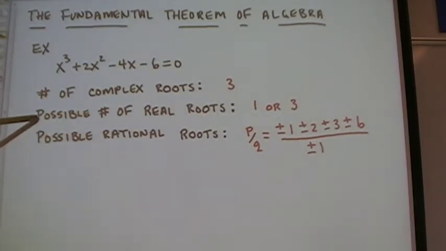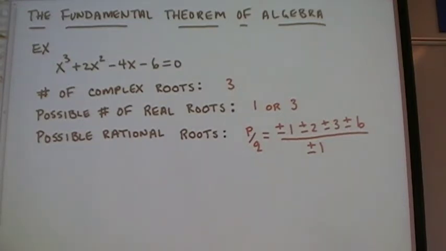And the only new part to the fundamental theorem of algebra is the possible number of real roots. Any odd degree polynomial, you take every number starting at 1 going up to the degree, and those are your possible number of real roots. So if you have x cubed, 1 or 3 are your possible number of real roots. If you had x to the 9th, what would be your possible number of real roots? 1, 3, 5, 7, and 9. Start at 1, include all the odd numbers up to the degree.